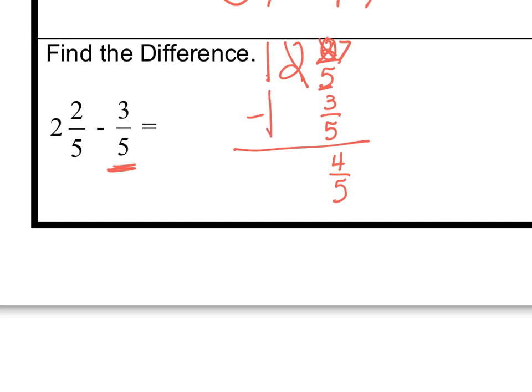And I bring my 1 straight down. 1 minus nothing is still 1. So final answer, 1 4/5. And that's it.